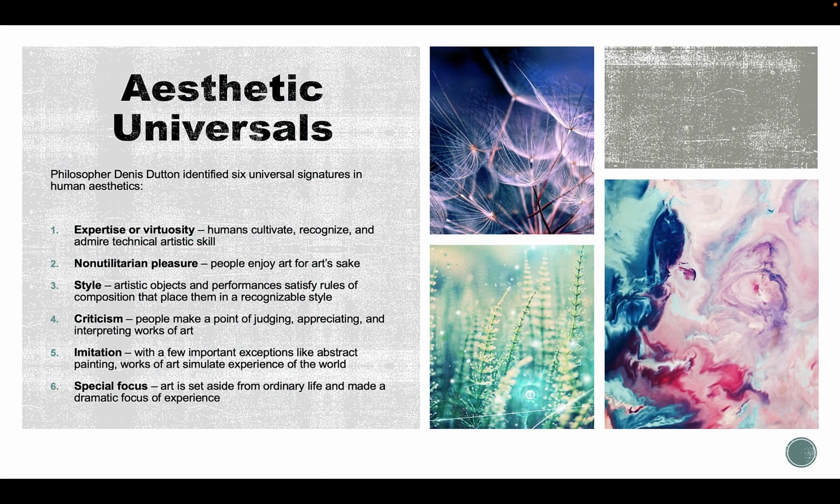But first I wanted to cover the aesthetic universals. So I really liked this list. Philosopher Dennis Dutton identified 6 universal signatures in human aesthetics. And what I did for the artwork on here is I went to Google and I just typed in aesthetics to see what sort of imagery would pop up. I think you're probably not surprised at all to see what kind of images would come up with this idea of aesthetic.